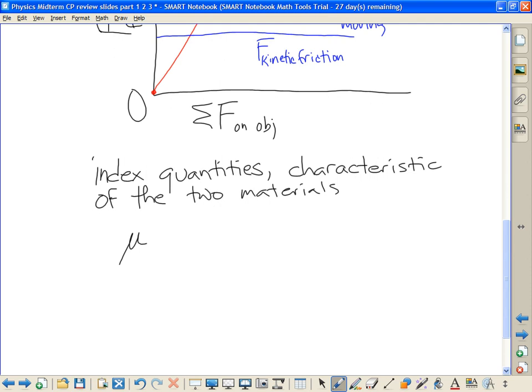Mu sub S is defined as the maximum force of static friction. How hard you can push until the object just begins to move. Wait, what does that mean? This relates the maximum force of static friction to the perpendicular force between the surfaces.